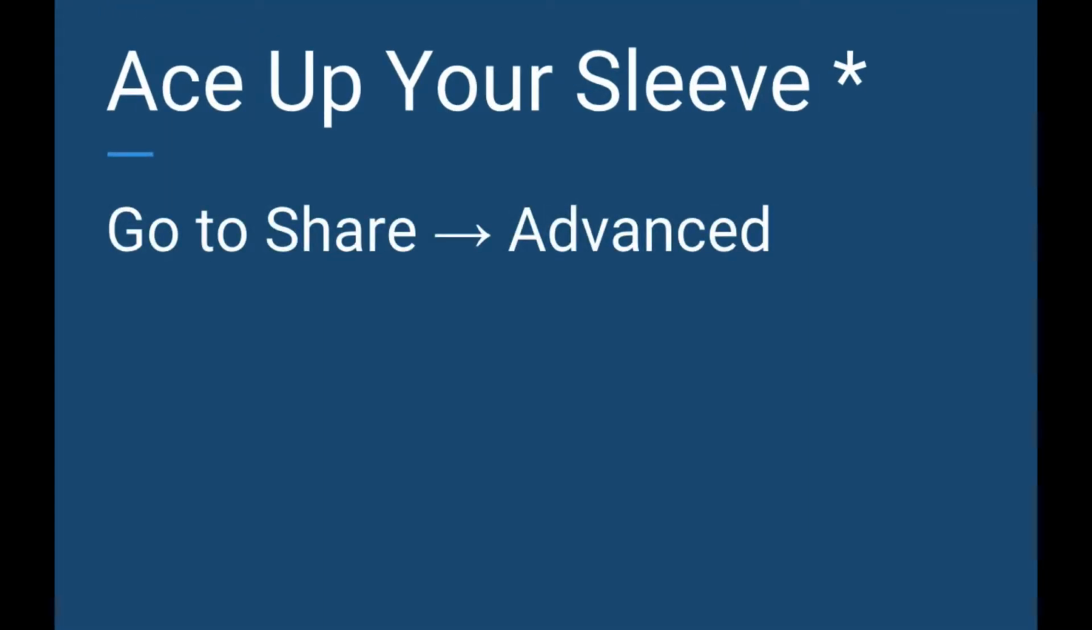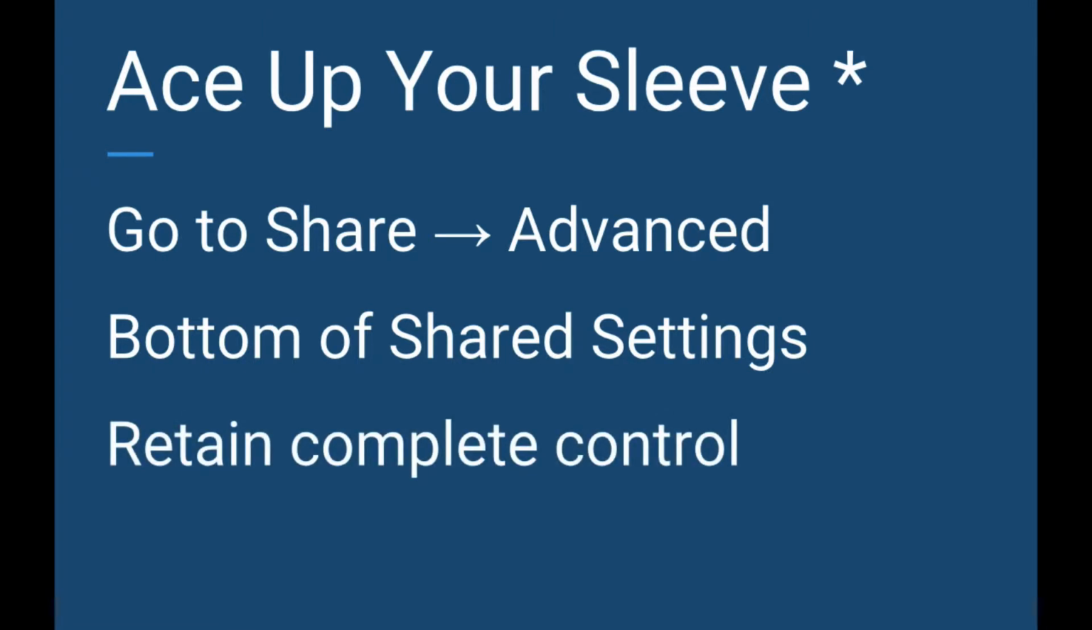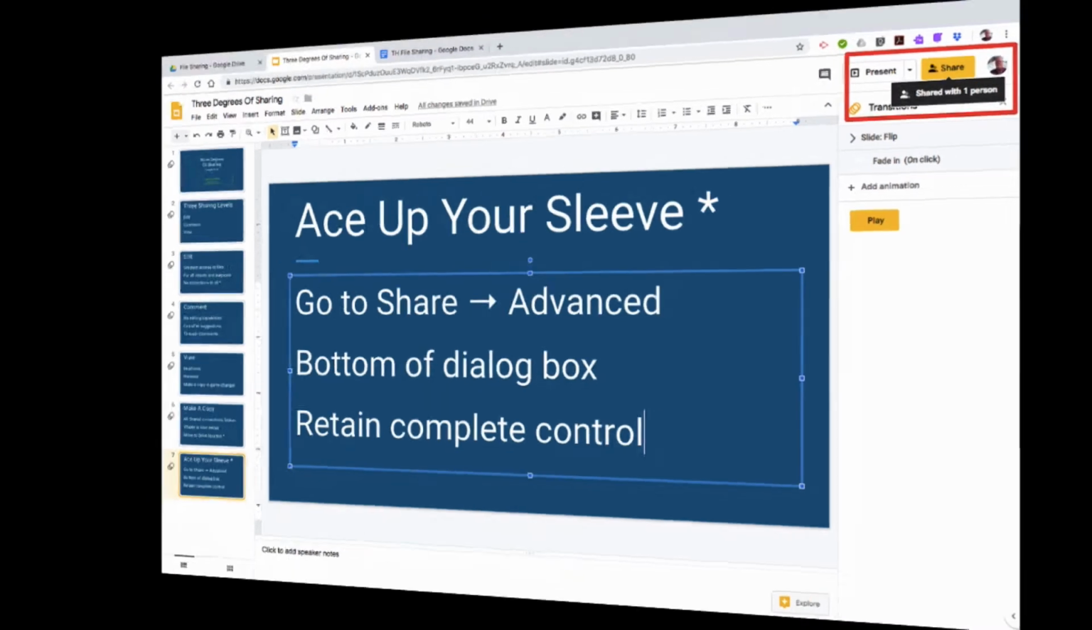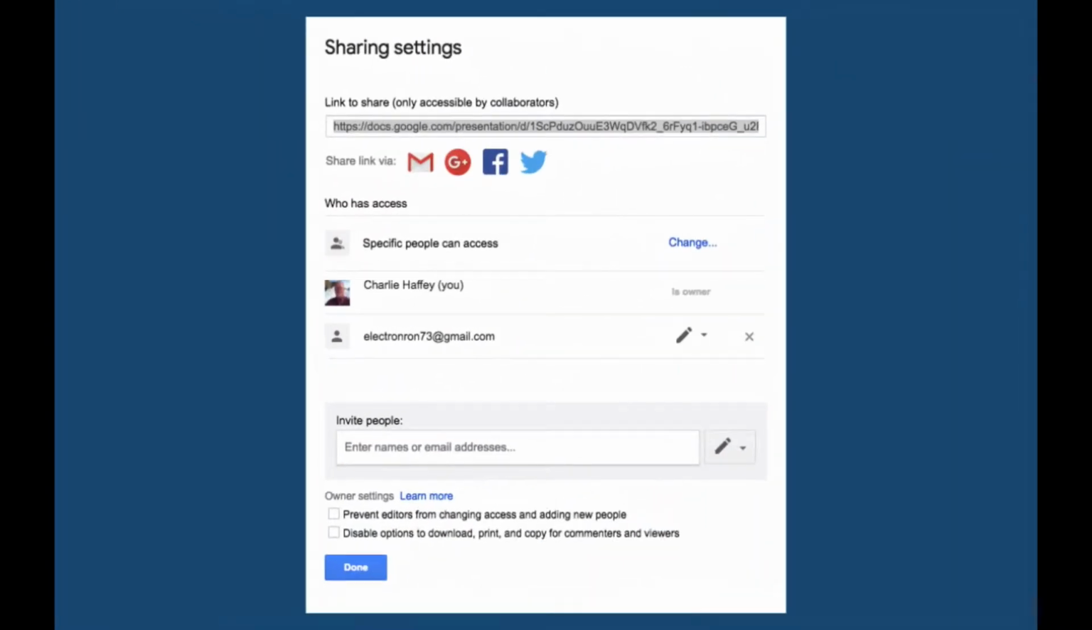The ace up your sleeve. Go to Share and then Advanced. At the bottom of the shared settings, there are a couple of opportunities for you to retain complete control. So, ace up your sleeve: in the upper right, I'm going to go to Share, click on that. And in the bottom right, I go to Advanced, click on that. And I get my Shared Settings dialog box. And way down here, I have the two aces up my sleeve.